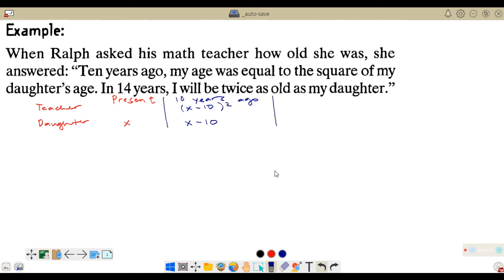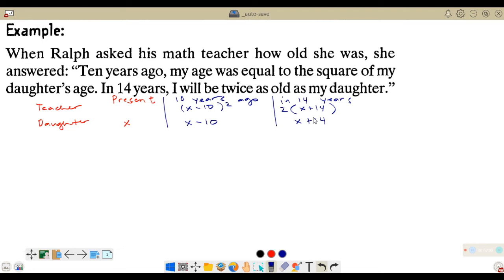Meron pa siyang isang ibinigay na clue. Sabi niya, in 14 years, she will be twice as old as her daughter. So, ano ang edad ni daughter 14 years from now? So, her age is X plus 14. So, in reference ulit dun sa present na age ni daughter. Relationship niya sa age ni mother or ni teacher, twice as old as my daughter. So, si X plus 14, pag dinoble mo siya, that is the age of the mother.